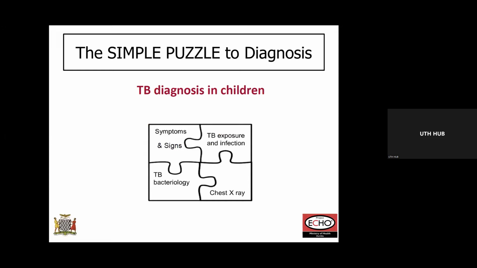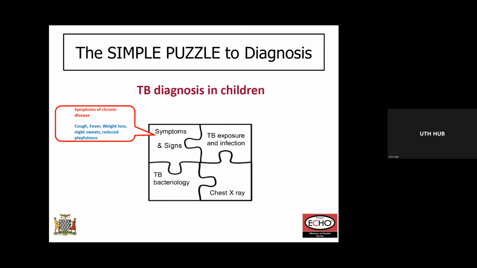So here is just another way of looking at what I've just said in the last minute or so: making a diagnosis of TB in children is not difficult. It just requires a structured approach and putting things together. So we've seen this jigsaw puzzle. I'm sure our children like playing with this jigsaw puzzle. So we start with signs and symptoms. Somebody has cough, fever, weight loss, night sweats, reduced playfulness, that may be there.